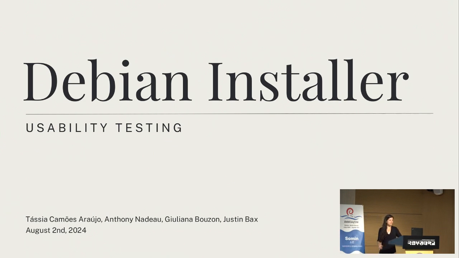Yeah, it's true. It's Take 2, because it's the second round of usability tests. I'll be mentioning two phases of study, and the first phase was presented last year in DebConf in Kochi. So if you're interested, you can also watch the presentation by Juliana, who is part of the team. So I'm not the only author of this study. It's me, Tássia, Anthony Nadeau, Juliana Bozon, and Justin Bax, who are all watching us on streaming. Thank you guys for being there.